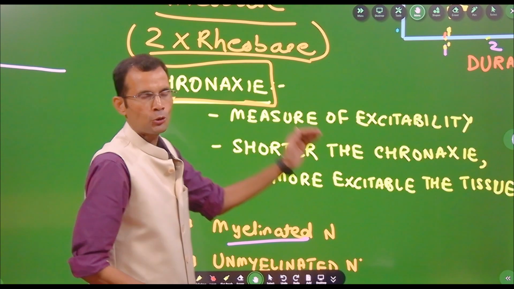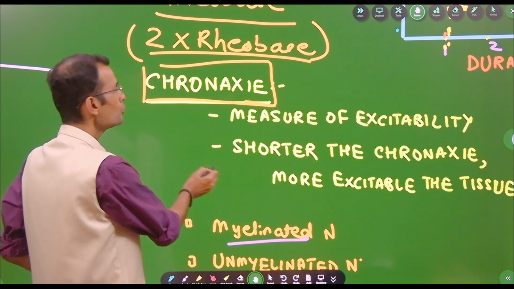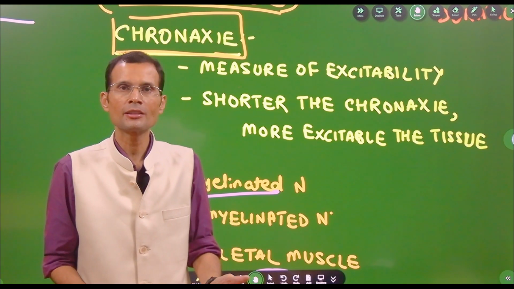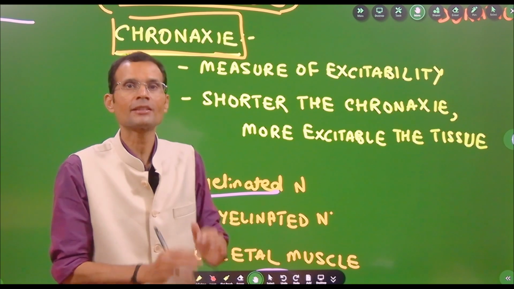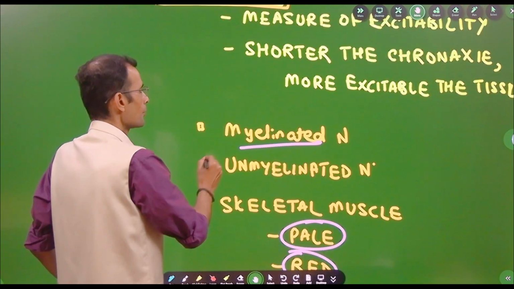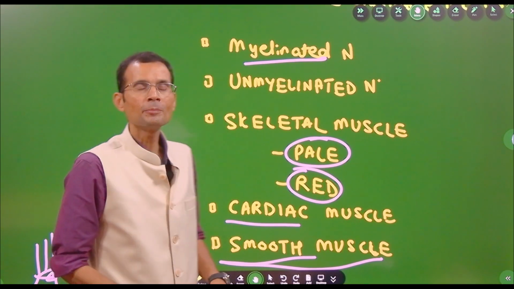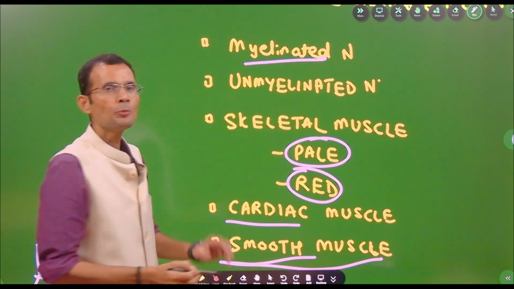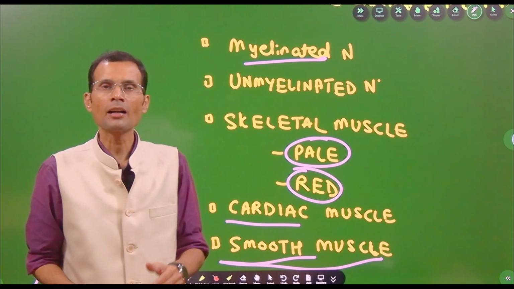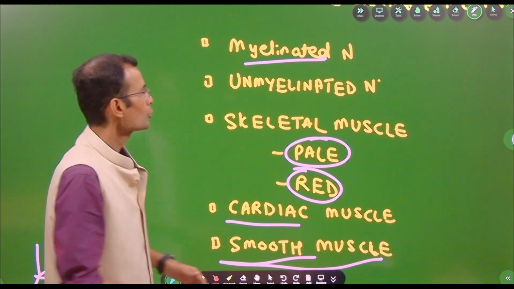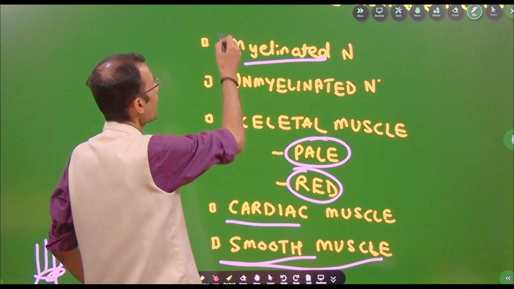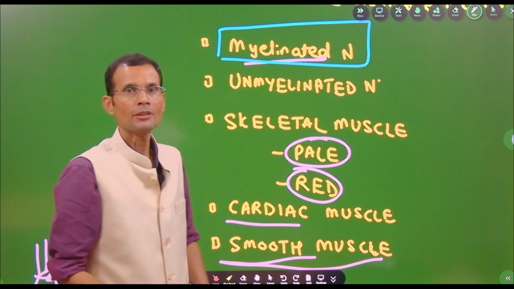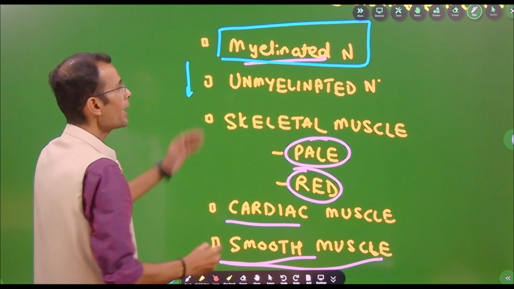Okay. Chronaxie is the measure of excitability of the tissue. We have said that already. Shorter the chronaxie means more excitable is the tissue because it is excited in less time duration. Okay. Finally, myelinated nerve has shortest chronaxie. Look, two major tissues which are excitable, they are nerve and muscle. So we are comparing nerve and muscle. Myelinated nerve, shortest chronaxie. That means most excitable among nerve and muscle, followed by unmyelinated nerve.